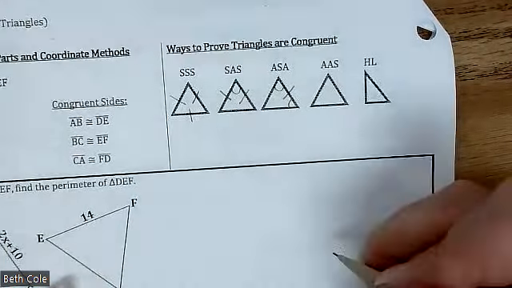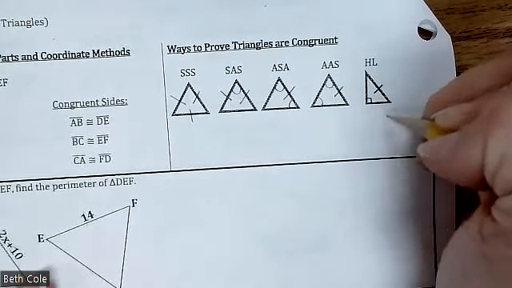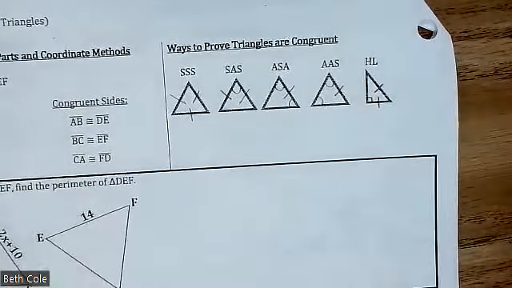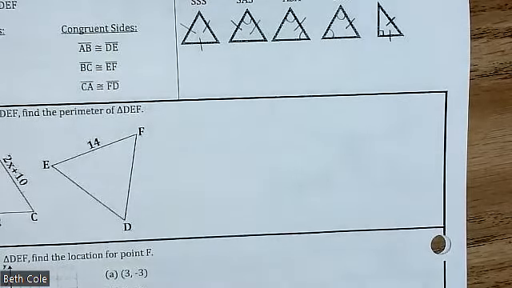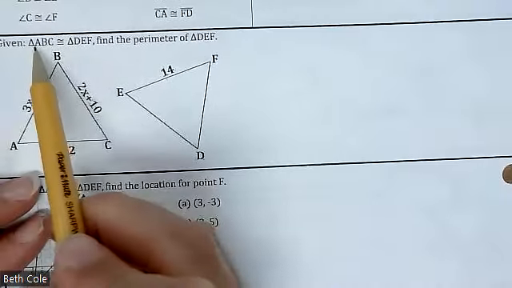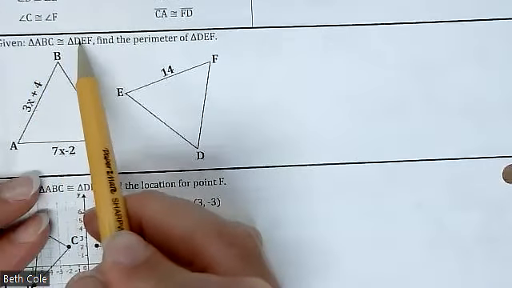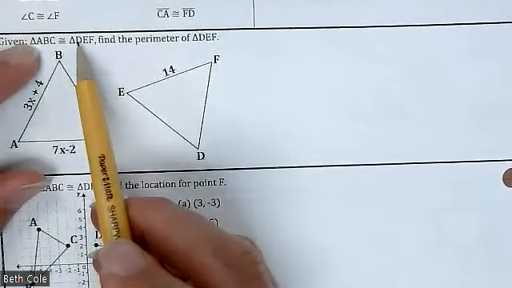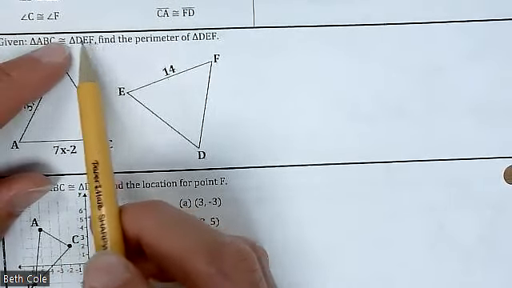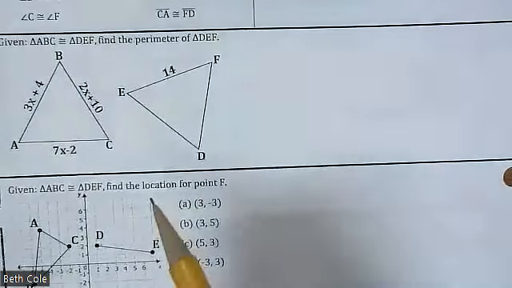And then hypotenuse leg is only for right triangles. The hypotenuse is the one across from the right angle, and then one of the legs is the other side. So hypotenuse leg for that one. What I've always found tricky with these is matching up the letters correctly, like getting them in the right order. So this says A, B, C congruent to D, E, F. So they match up in that order. Like A would match up with D, B would match up with E, C would match up with F. So they go in that order.